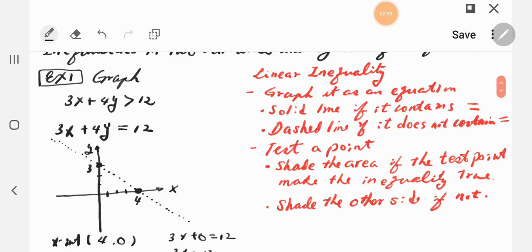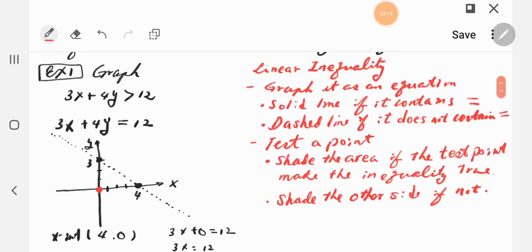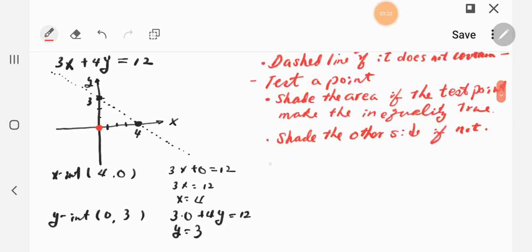The inequality is either above the line or below the line. We have to select either side of this line. So the best way is to test a point. Any point is fine, but the best point is (0, 0), because we can use the values of x and y as zeros. So we will test a point. Let's test (0, 0).